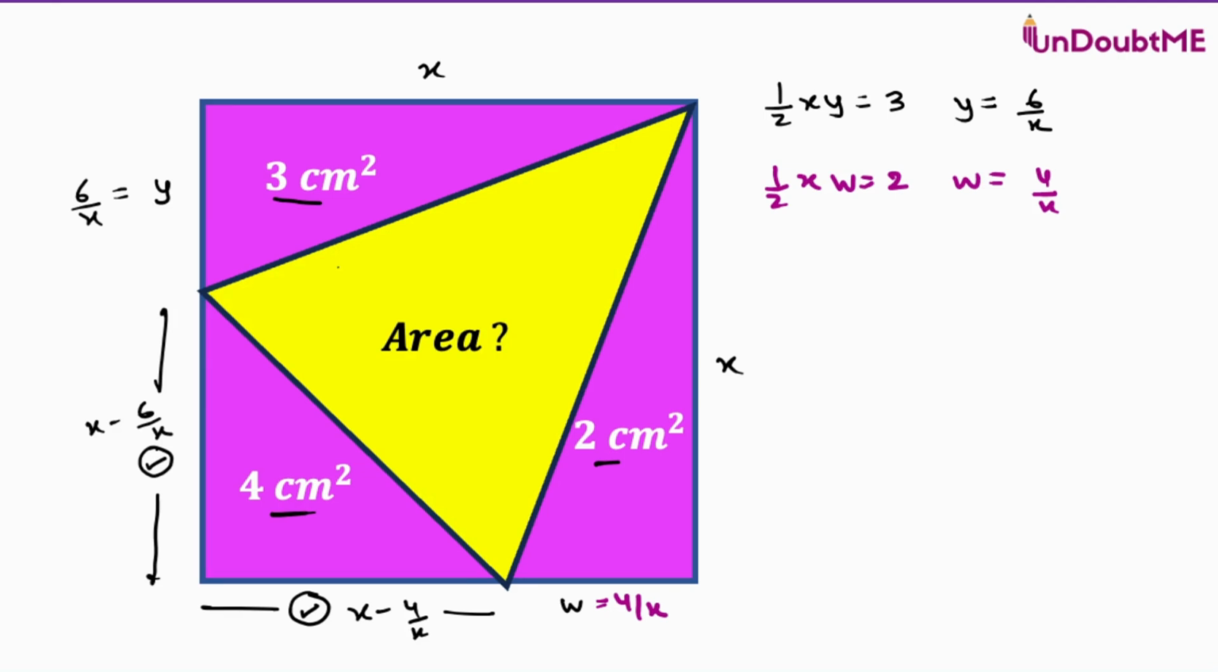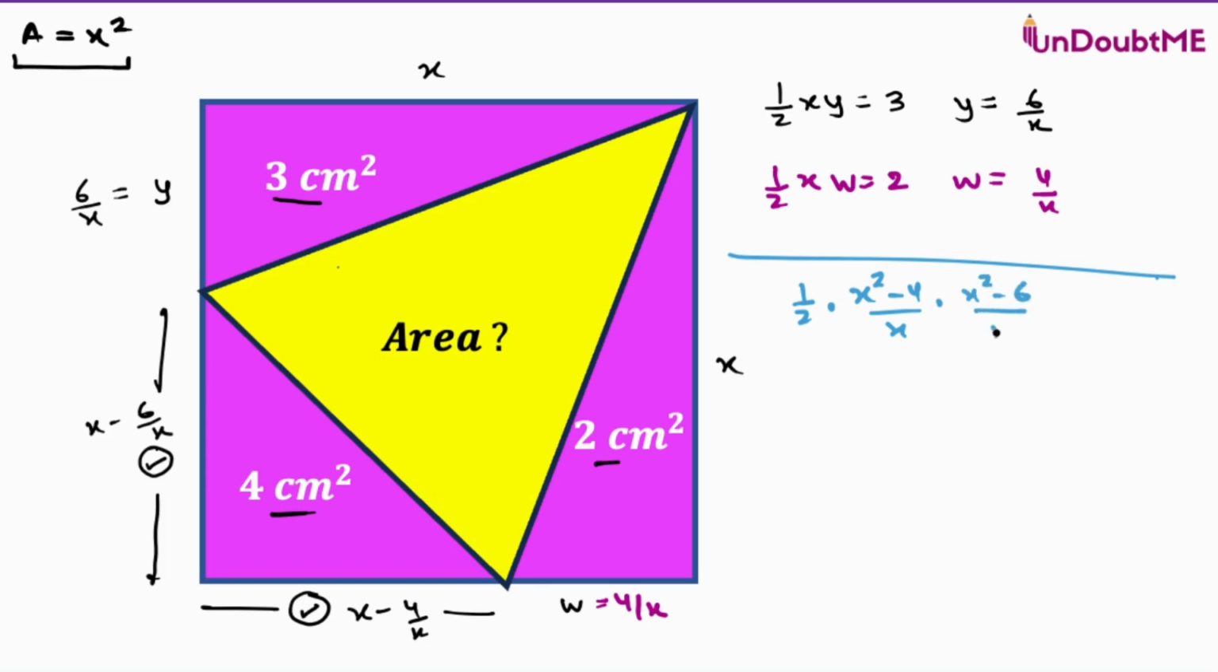Okay, before we begin with that, I'll just write down the area of the square. So if in case we get x square also, our work will be done. We need not find x only. So the area of that triangle with 4 centimeter square area will be half times x minus 4 by x. If you solve it, it will be x square minus 4 over x. Let me remove these multiplication signs. Instead, I will put a dot. And the other one will be x square minus 6 over x.